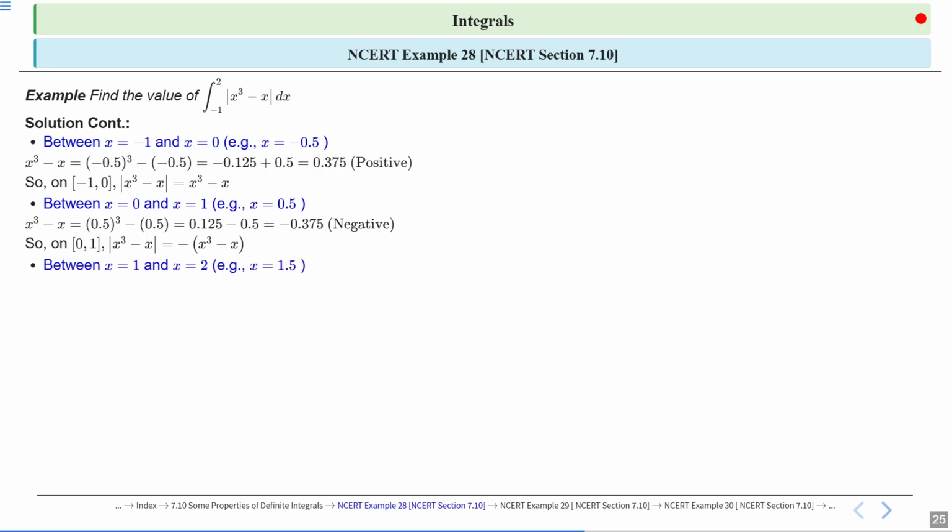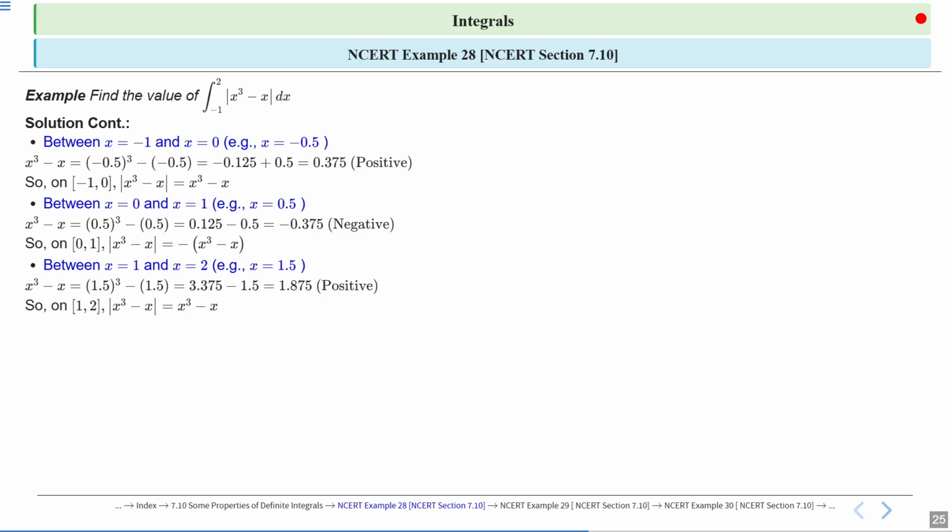Now between x equal to 1 to 2, 1 is also another point where the function crosses the x axis. So we just take any point from 1 to 2, we take 1.5, and when we calculate the value of that function at 1.5, we get 3.375 minus 1.5, that is 1.875, and that is positive. So in this interval, the function is positive. So we can remove the absolute sign and we get it as x cube minus x.